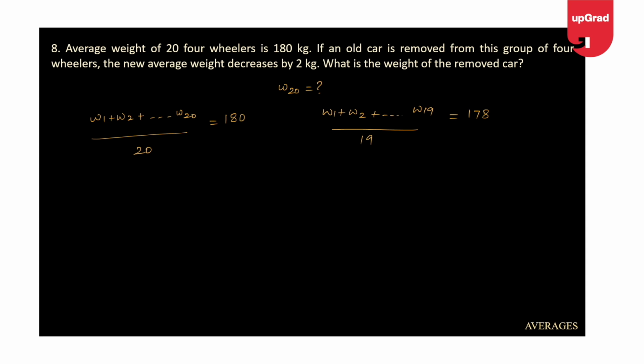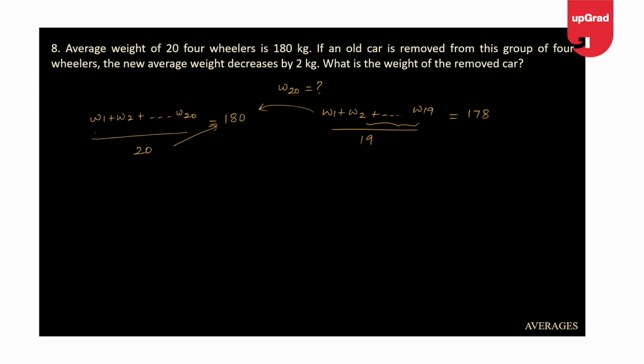Now again, if we go by the conventional method, we do the cross multiplication, put the values of W1 till W19 in this first equation, then do the subtraction and addition if required and get the final value. But again, this is a conventional method. How can we do that? Let's see.